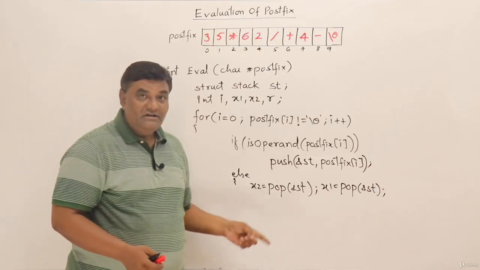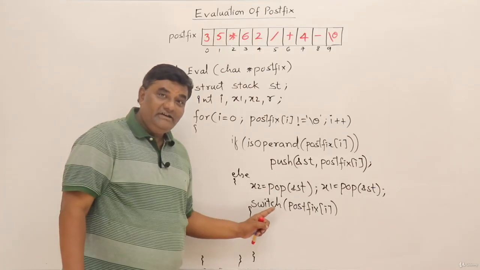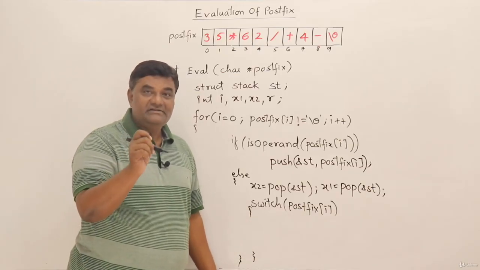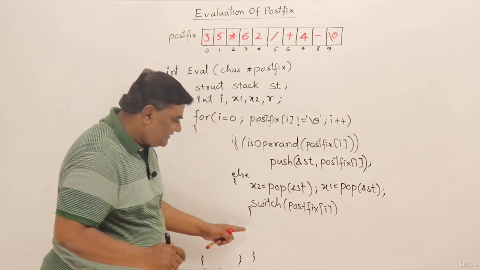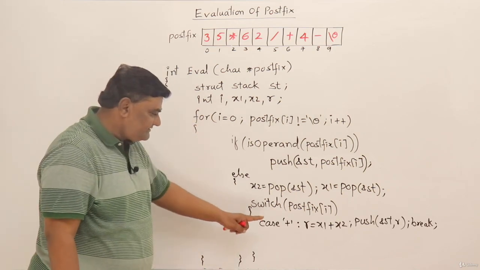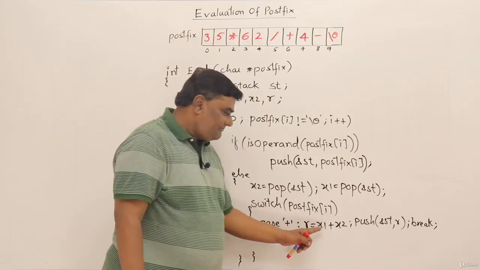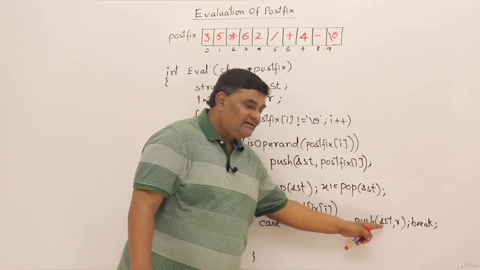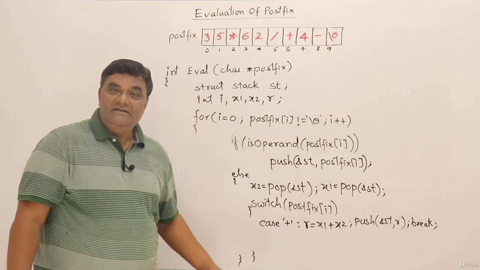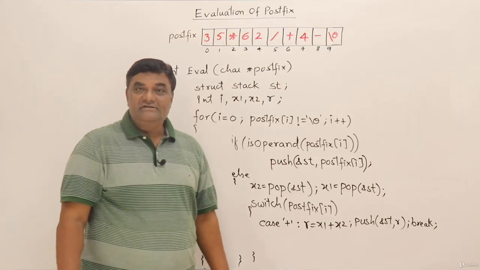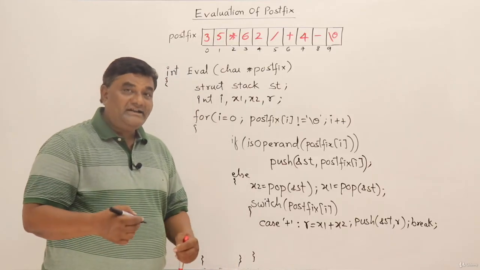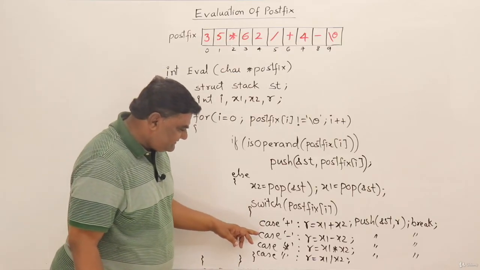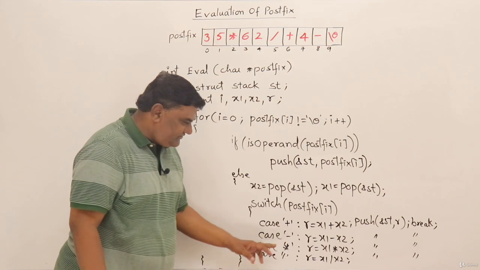So for that, I can write a switch case here, based on the symbol of the postfix expression. In case it is a plus, then perform addition. So here the statement is case plus: perform x1 plus x2, get the result in R, push that R into the stack, and then break, ending the case. This is only for addition. In the same way I should write it for subtraction, multiplication and division. So here I have written the cases for addition, subtraction, multiplication and division.